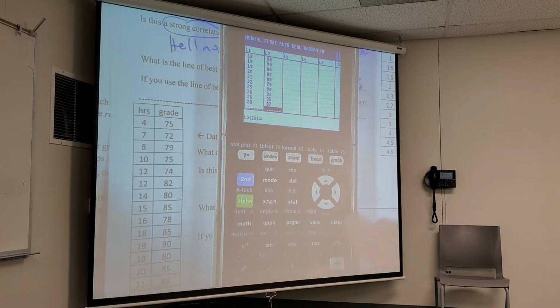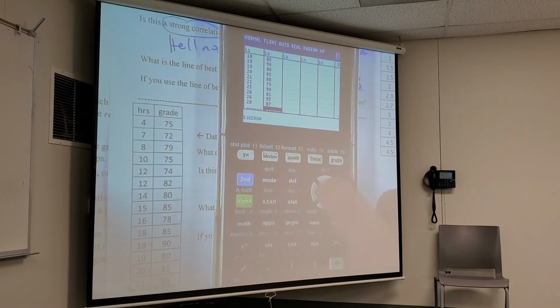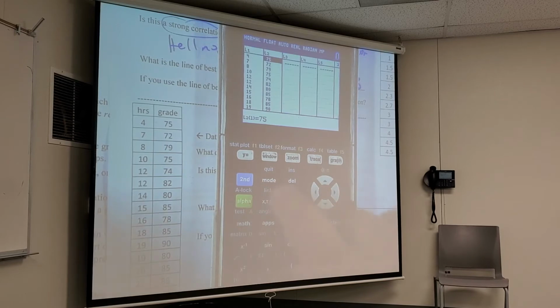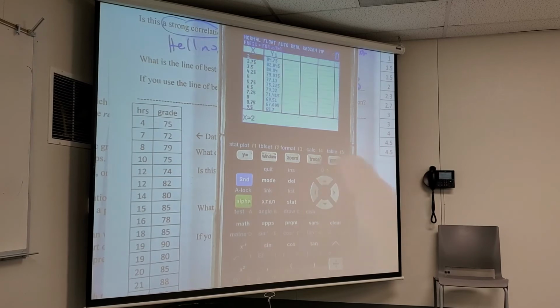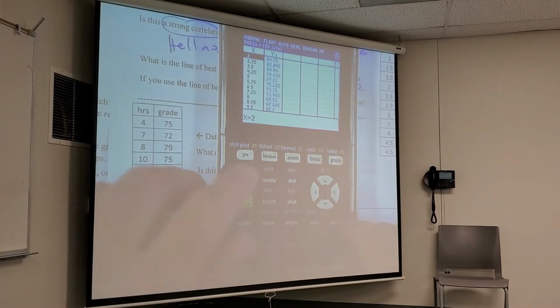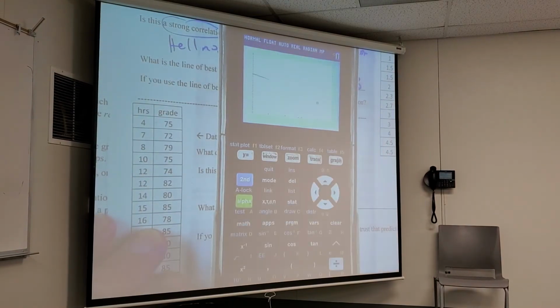Alright, sweet. It's always nice to get the same size list. Whenever you put new data in, you have to hit zoom 9 again. Because right now, if I just say graph, it's looking at where the old data was.